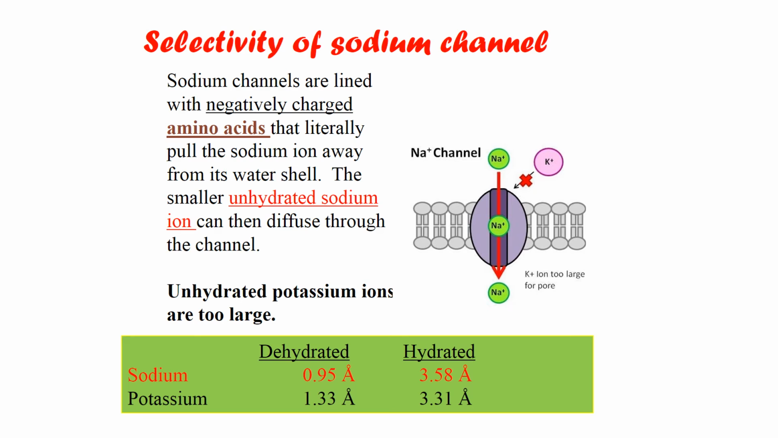The size of this pore channel is 0.3 to 0.5 nanometer. So the dehydrated or unhydrated sodium, that is 0.95 angstrom, can pass through this channel. At the same time, the unhydrated potassium is too large to pass. It is 1.33 angstrom, so it cannot pass. Hence, we have a selectivity for sodium by this sodium channel.